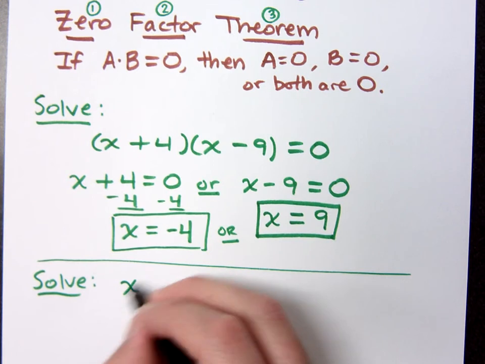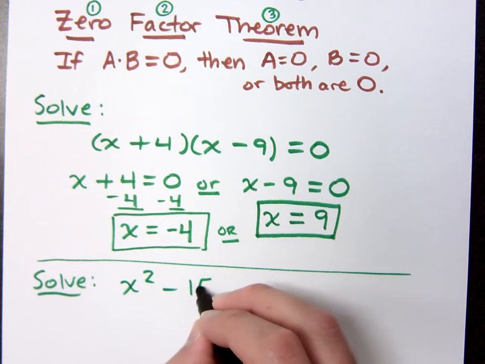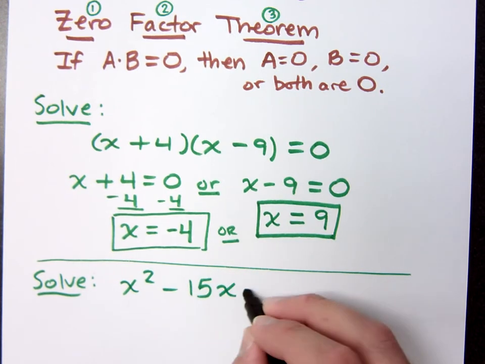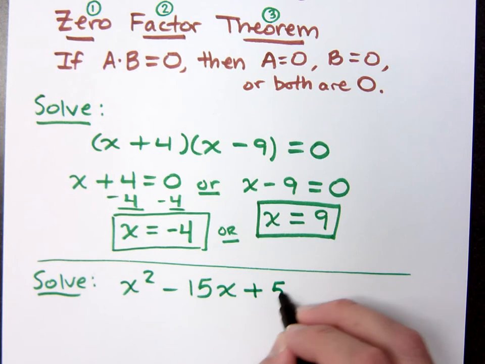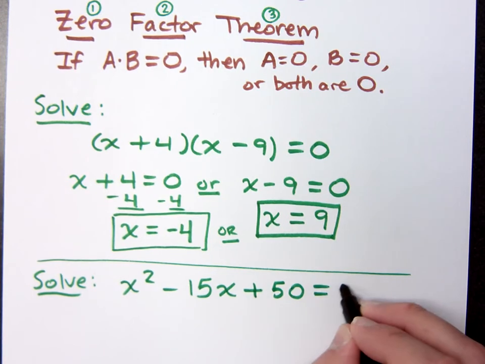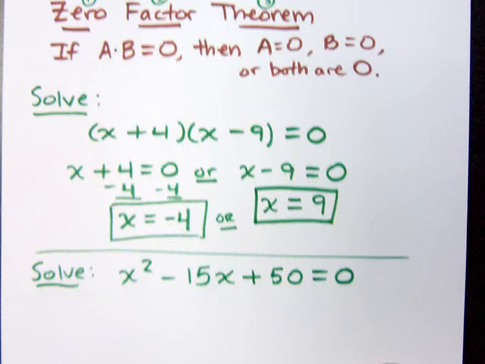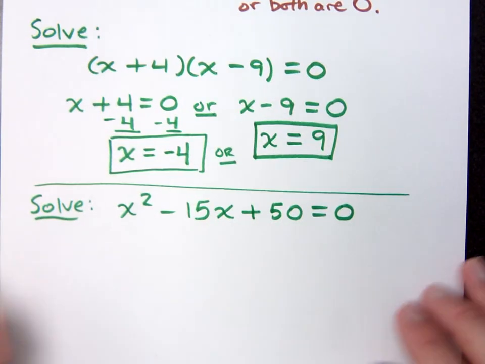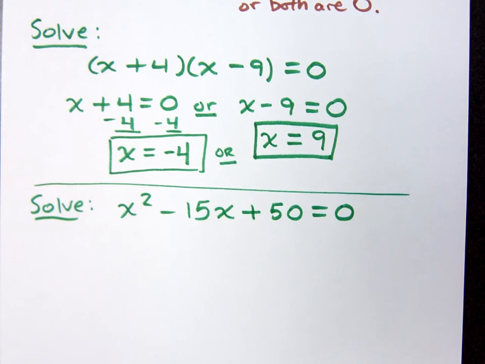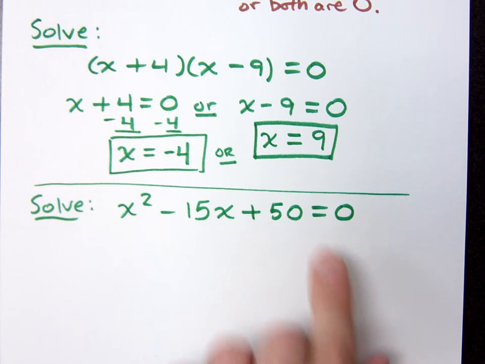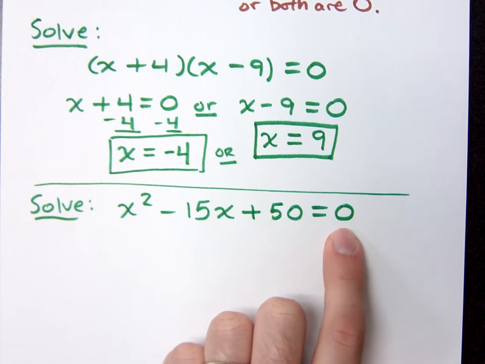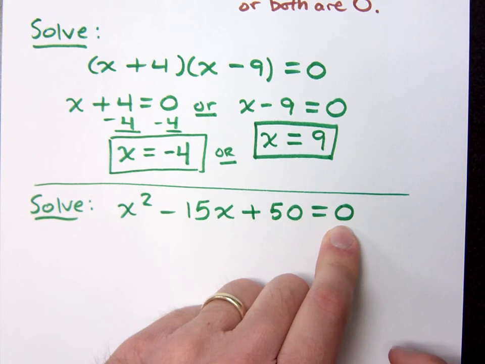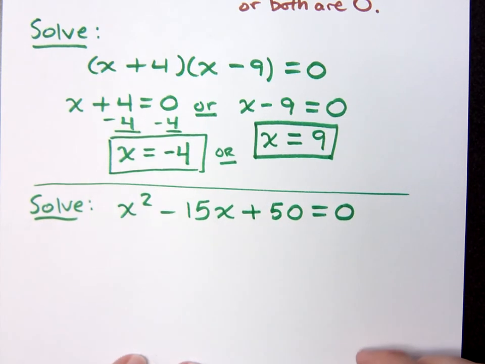Let's try this example and let's see what you guys can do here. x squared minus 15x plus 50 is equal to 0. Now, if I want to use the zero factor theorem, the first step is to have everything equal to 0. Do I have that? Yes, this equals 0. The second word says factor. Is this factored? No. So then you factor it.